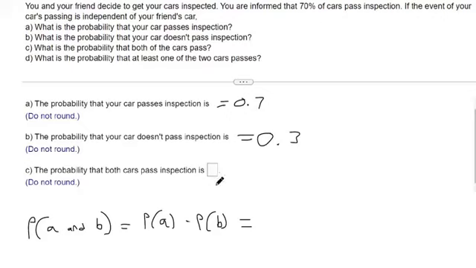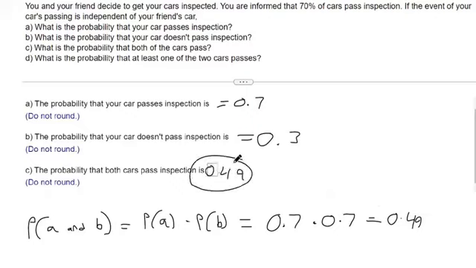And the probability that both cars pass inspection, we need this formula. The probability that we pass inspection is 0.7. The probability that they pass inspection is 0.7. And so when you multiply those together, you get 0.49. So that's the probability.